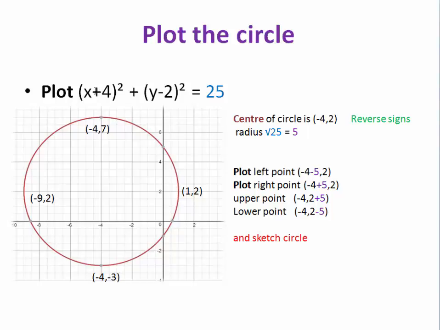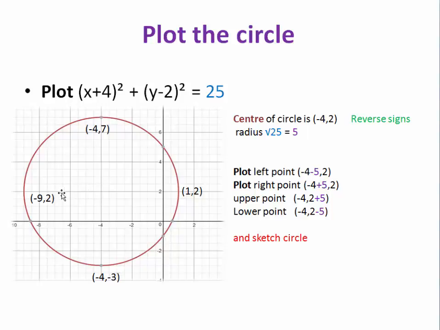Remember to change the sign, so the center of the circle becomes minus 4, plus 2. This is r squared, so r would be the square root of this, which is the square root of 25, which is 5. Go to our center, which is minus 4, 2 on our axis.